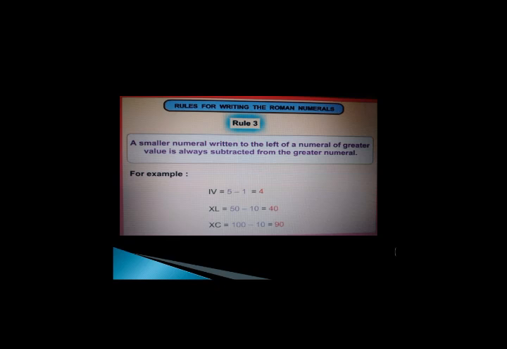Like IV. Now I stands for 1 and V stands for 5. So the smaller numeral is written to the left of the greater numeral, so it will be subtracted. Yes. Means 5 minus 1, that is 4. Similarly, XL: 50 minus 10, 40. XC: 100 minus 10 equals 90. Clear?